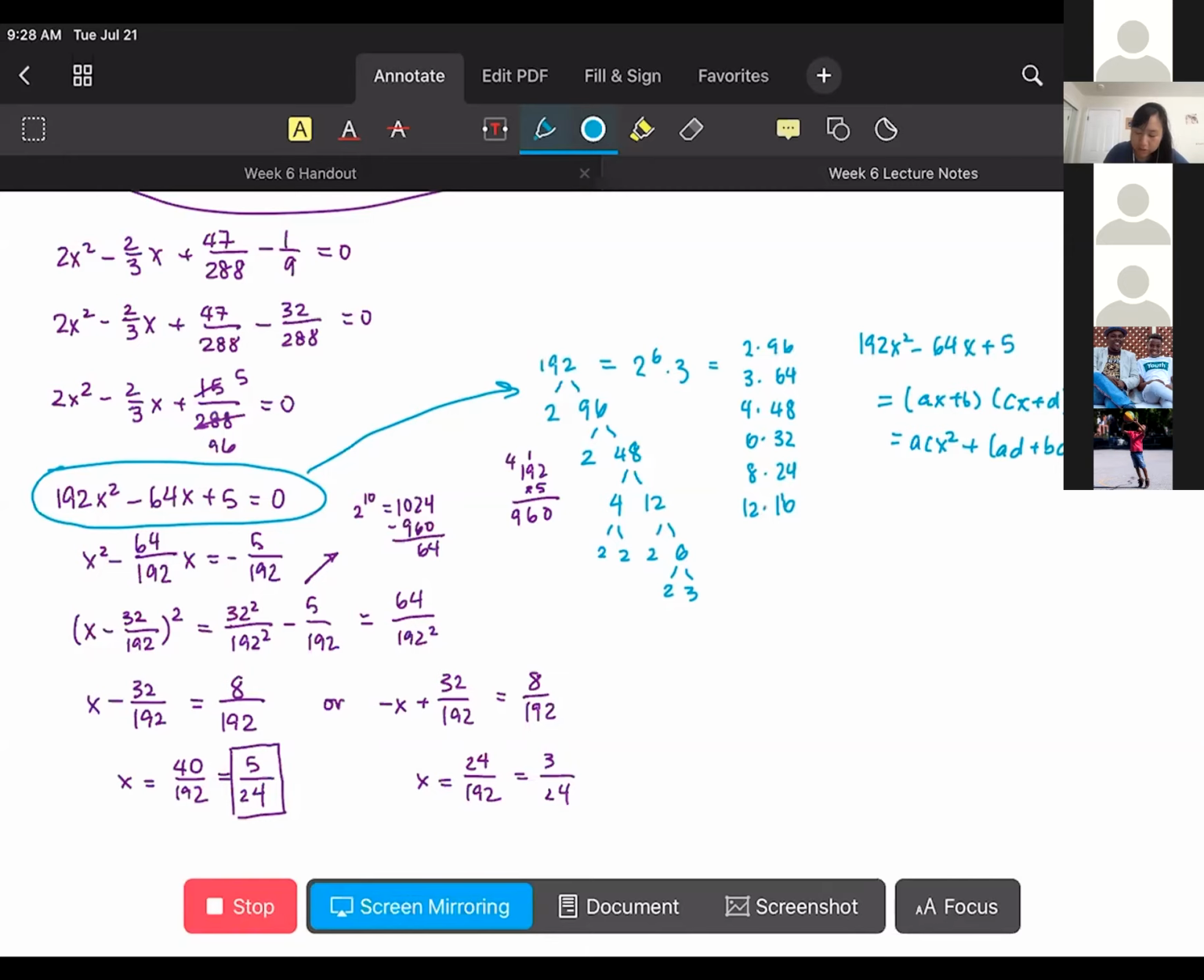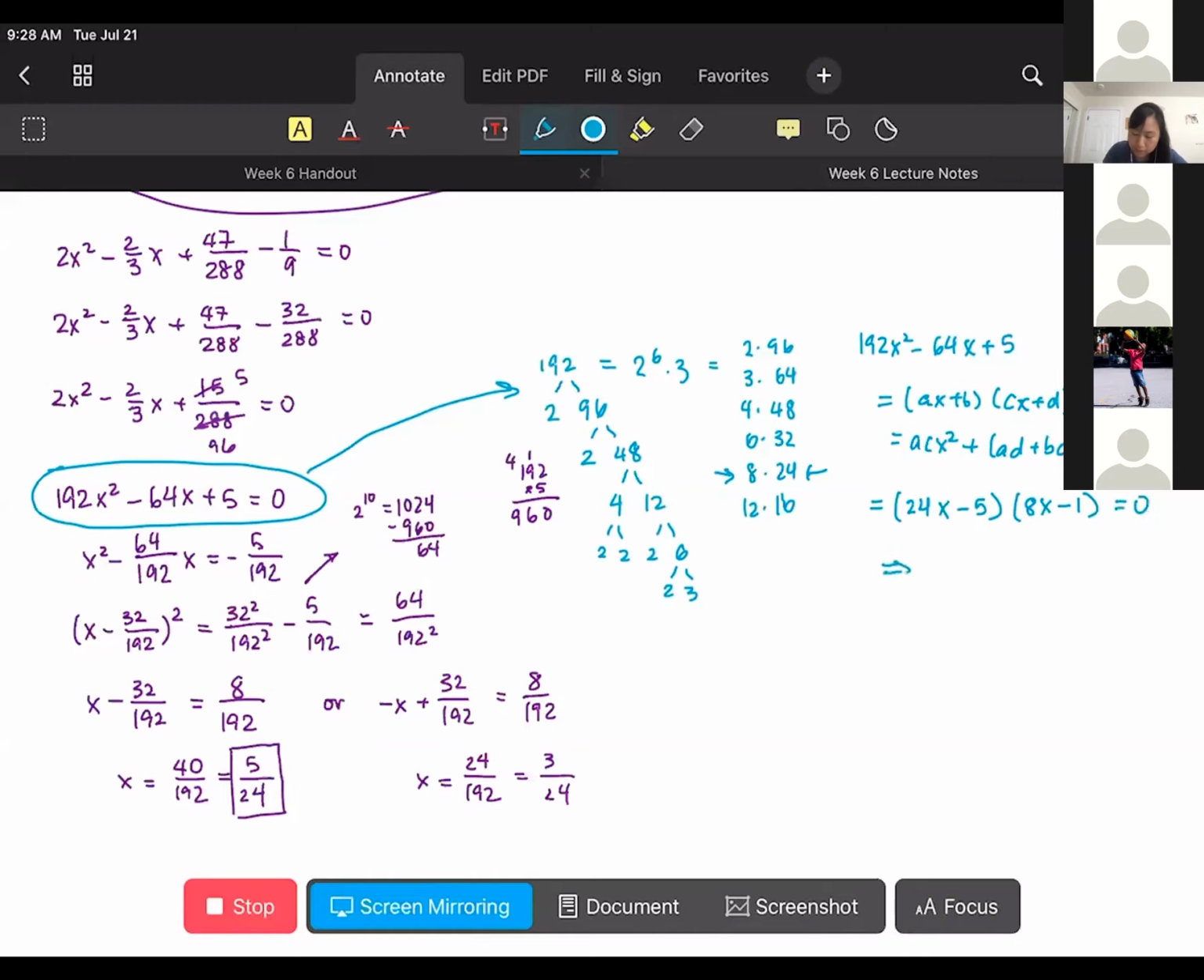So we can kind of trial and error this, but basically we'll see that if we take 5 times 8 over here and 1 times 24, and we sum them, then we're going to get 64. So that means we can factorize this polynomial as 24x minus 5 times 8x minus 1. And then we know this is 0.